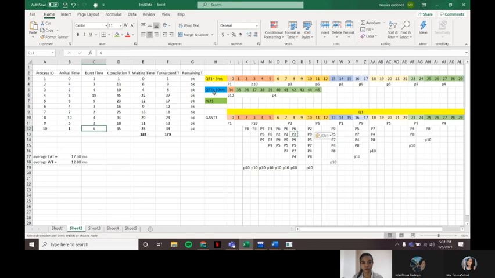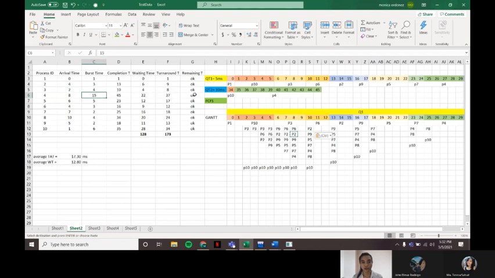So here in Q2, we have 10 milliseconds, but P10's only remaining time is 1 millisecond. So it processes 1 millisecond in Q2. And in P4, the remaining time after Q1 is 10.